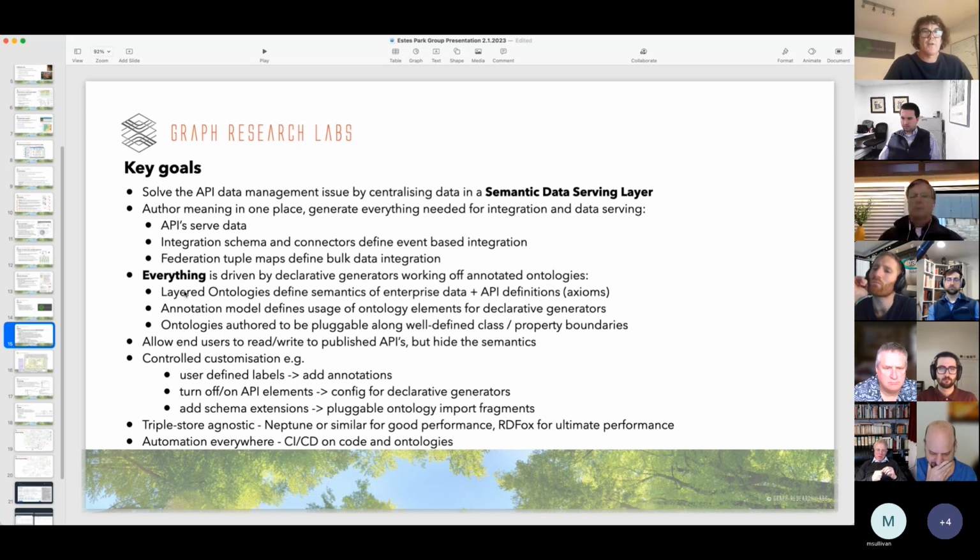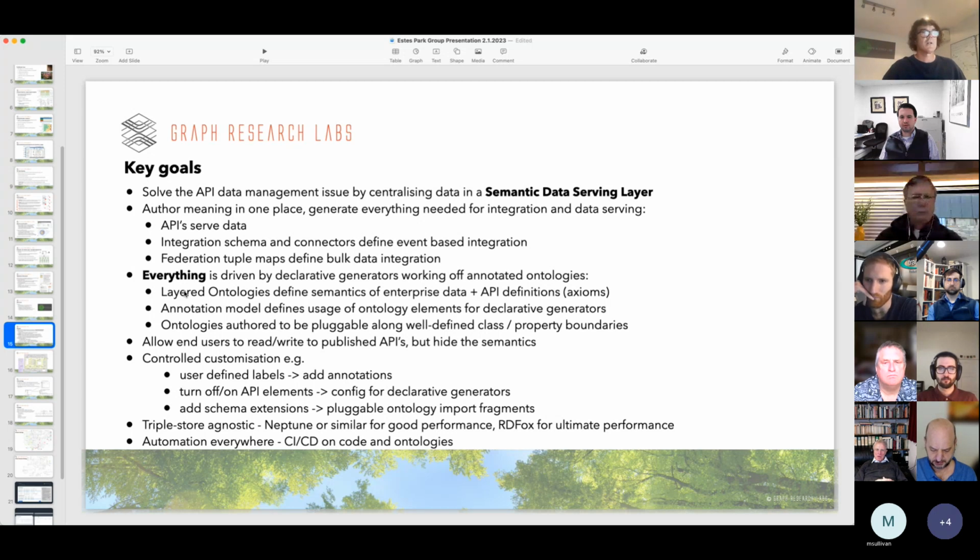You can also, at the same time, author the API definitions inside the ontology. And so you split your ontology into these axioms that the generators work off, and then the semantics of the data that are linked to those axioms. But what's really different here is that the generators work off annotations against the ontology. So we have a separate annotation model, and we marry that up to the ontology, and the generators look into the ontology at runtime, and where they find appropriate annotations, that's what they use to build their artifacts.